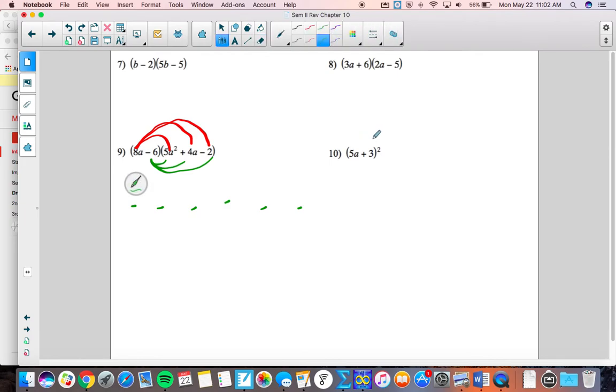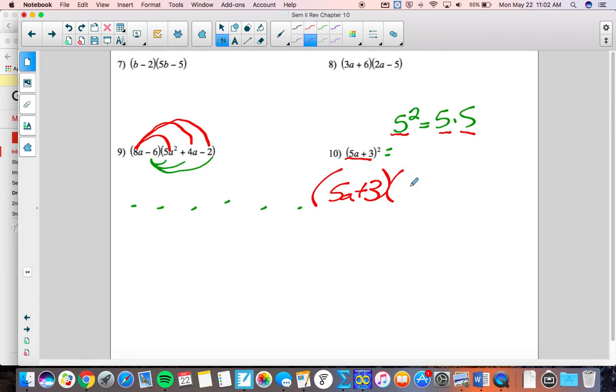Number 10 can get tricky because now if you think about what 5 squared means, it means 5 times 5. It means the base times itself. Now our base here is 5a plus 3. And we need to multiply all of that, so I put that in parentheses, all of that by itself again. And all of that was 5a plus 3. So we need to expand that, folks.